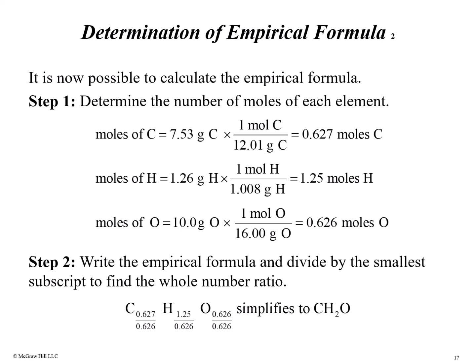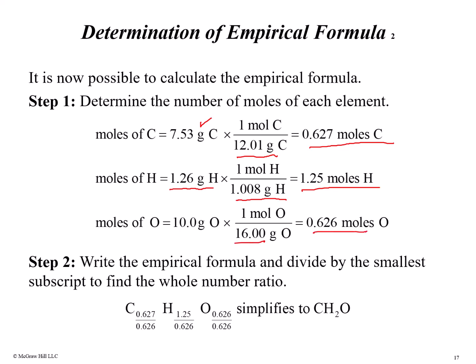We're going to take the mass of carbon that was in the compound and use the molar mass of carbon to determine how many moles of carbon were in the compound. Do the same thing for the hydrogen. This is the mass of hydrogen we determined was in the compound. Use the molar mass of hydrogen to convert that to moles. Do the same thing for oxygen.